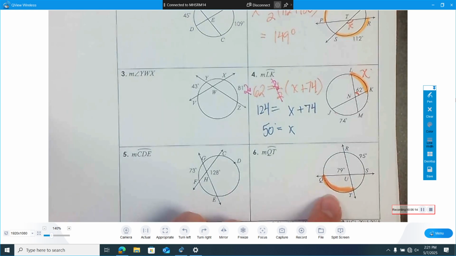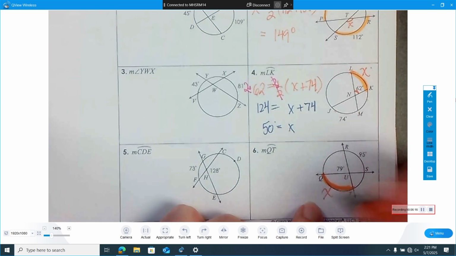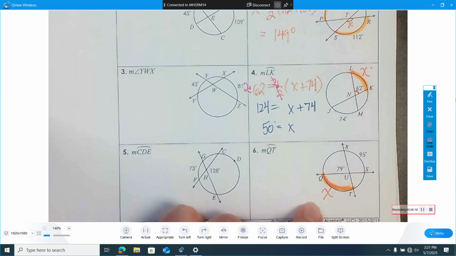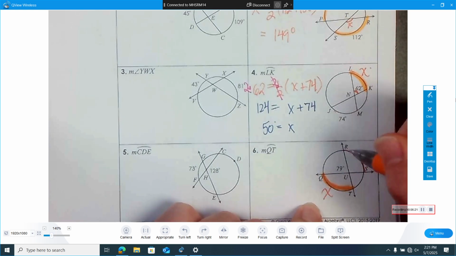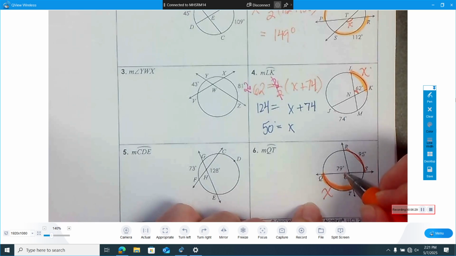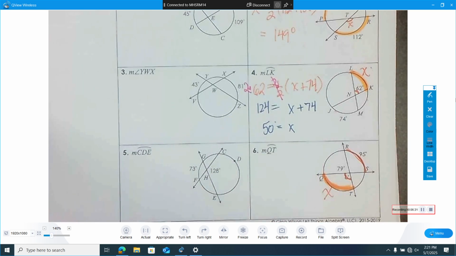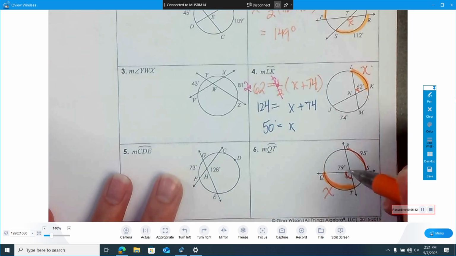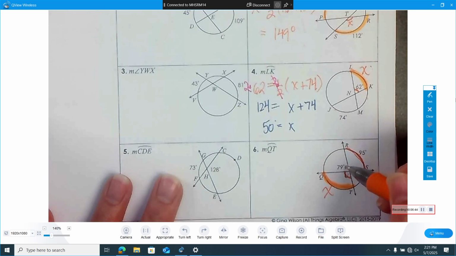If I'm trying to find the measure of arc QT, that's what I'm going to call X. I have this other arc mark of 95. Where's the angle that I need? QUT. I need angle QUT. How do we figure out this angle measure? You just do 180 minus 70. There we go. So we have this 79-degree angle.